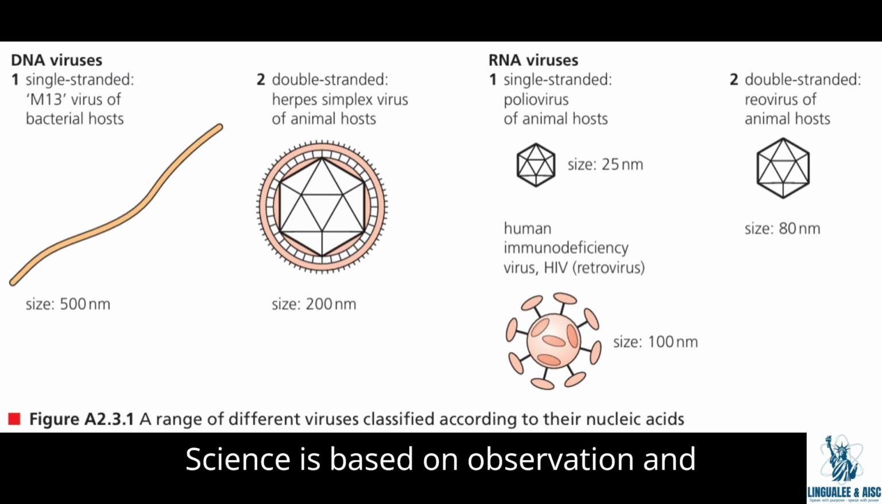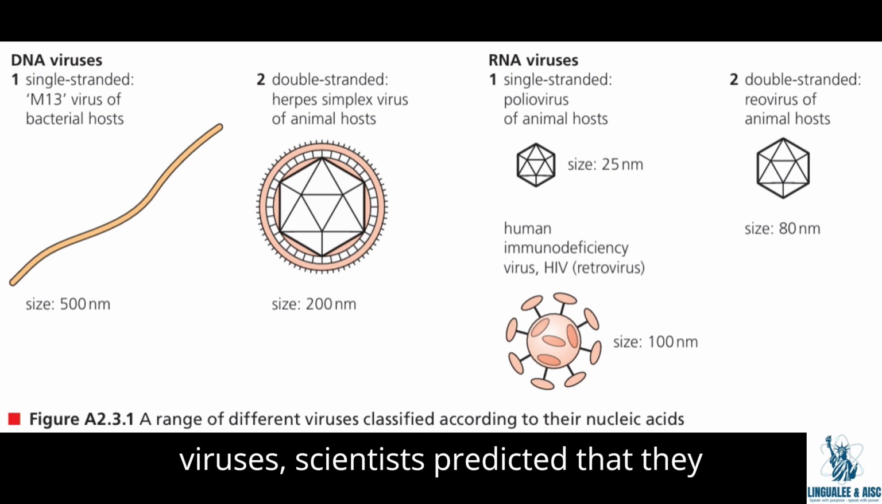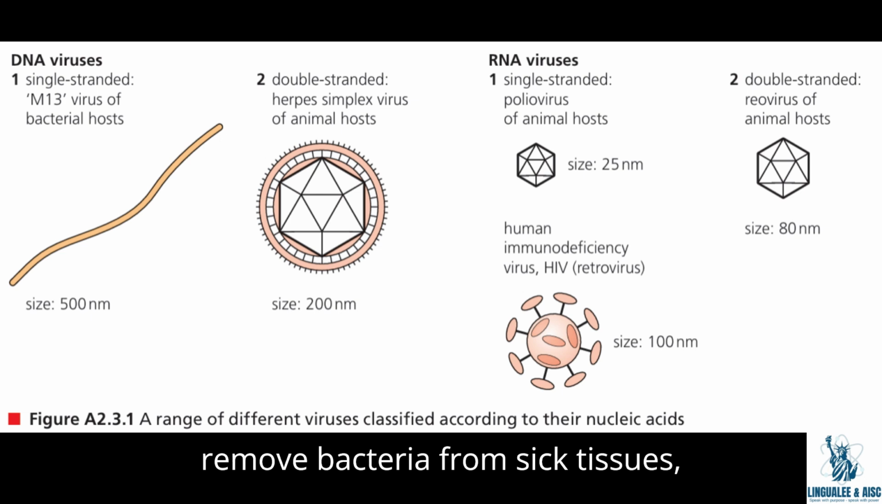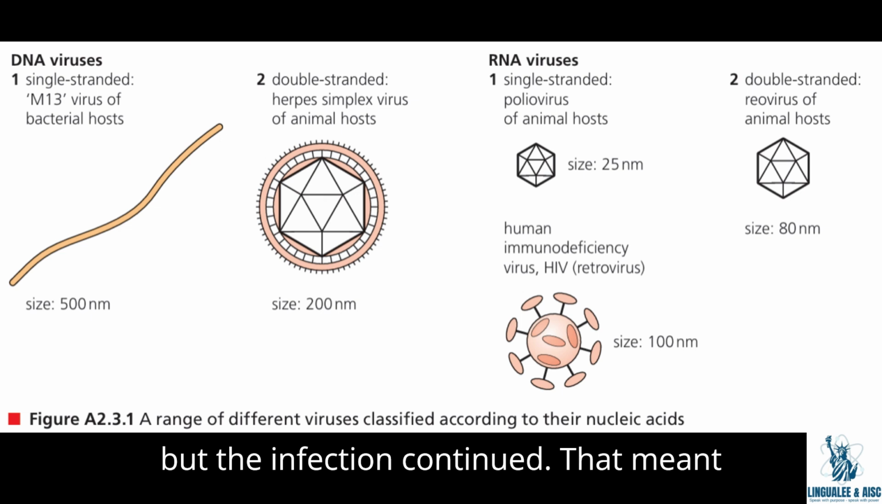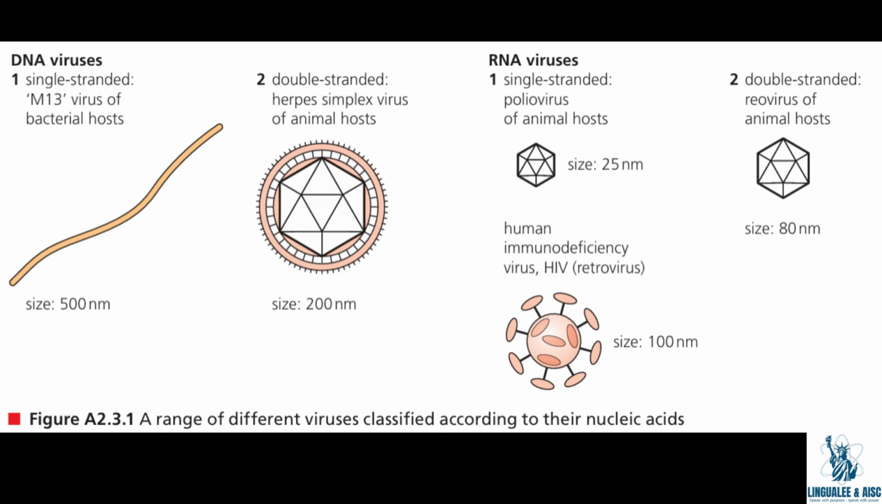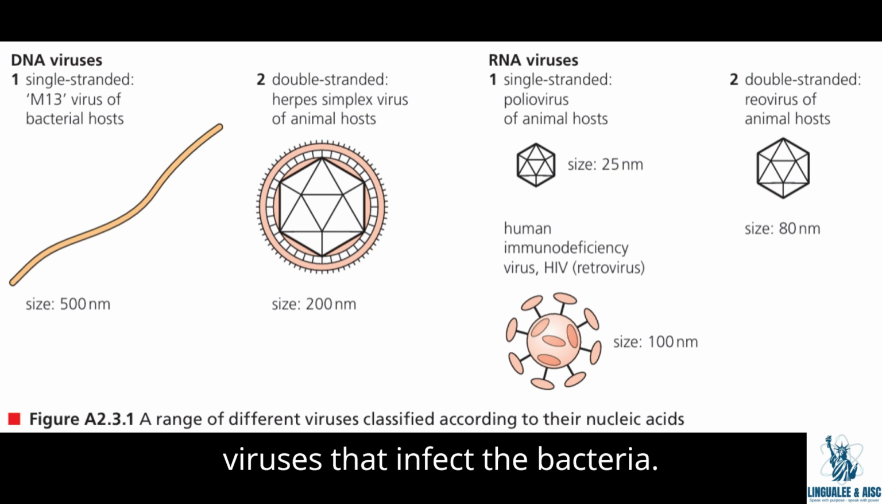Science is based on observation and testing ideas. Before seeing viruses, scientists predicted they existed. They used filters to remove bacteria from sick tissues, but the infection continued. That meant something smaller than bacteria. In 1915, Frederick Twort discovered bacteriophages. They are viruses that infect bacteria.